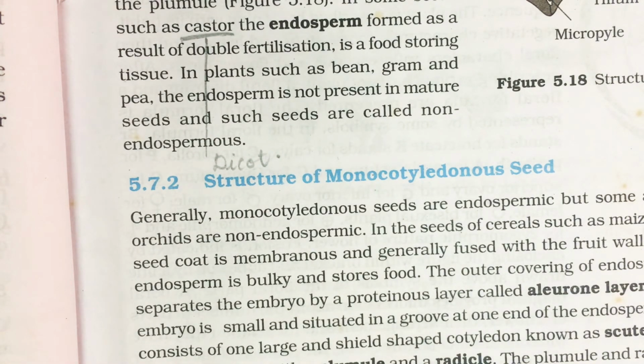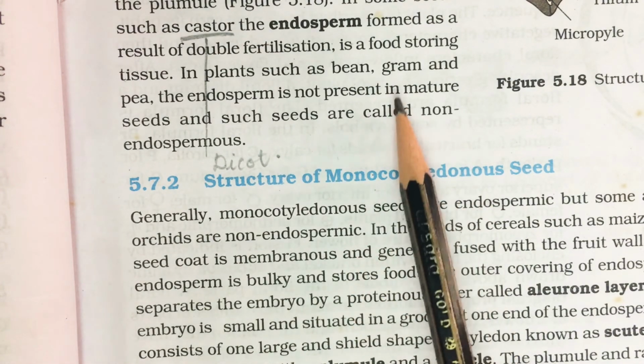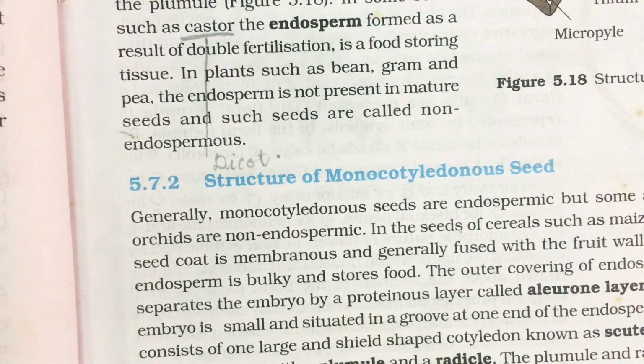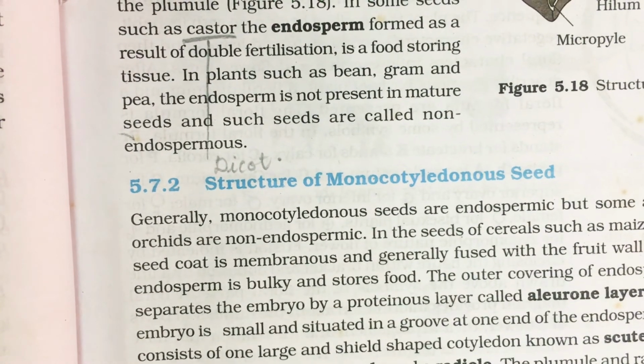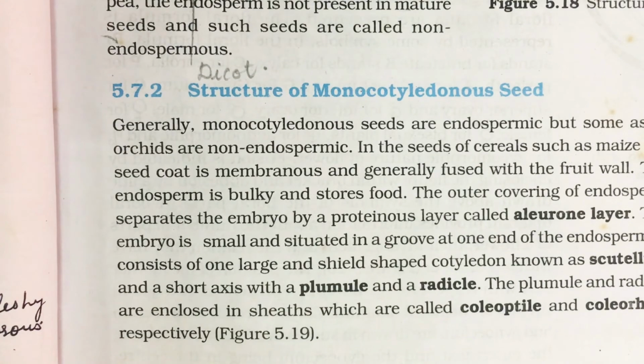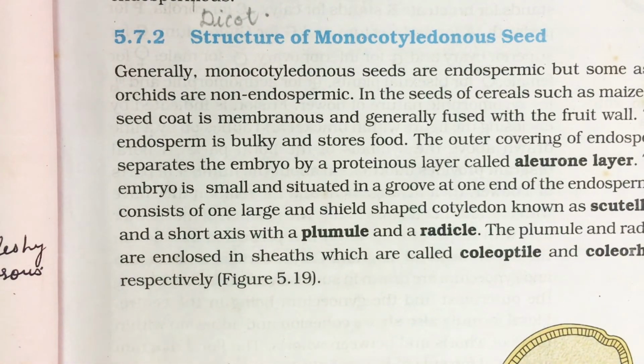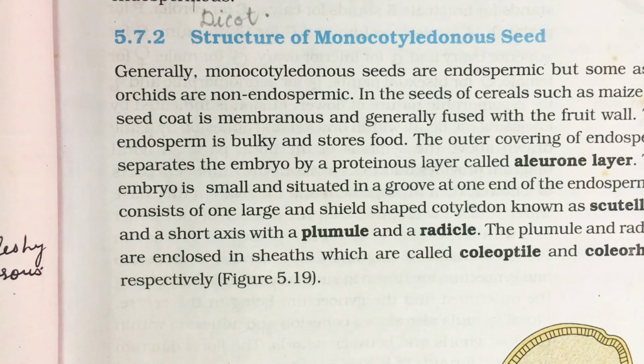Now, endospermous seeds are monocots and non-endospermous seeds are dicots. Clear? Non-endospermous seeds are dicots like bean, gram, pea, where endosperm is not present. They are non-endospermous seeds. Now, the structure of a monocot seed. Generally, monocot seeds are endospermic, but some in orchids are non-endospermic. Some exception is there, that is of orchid.